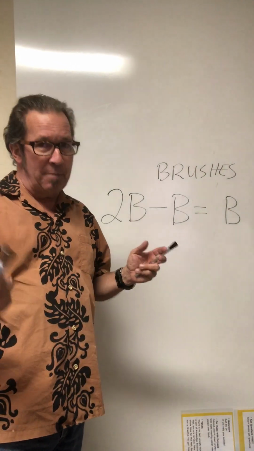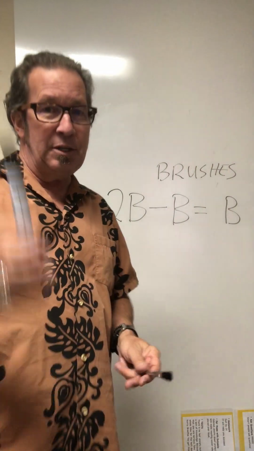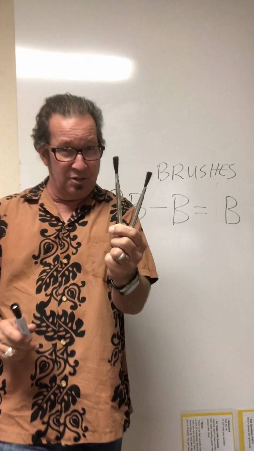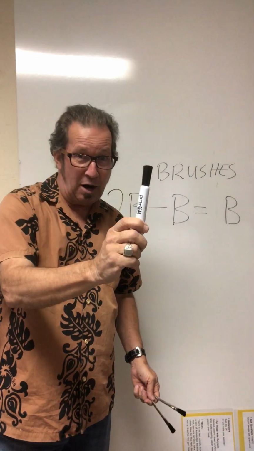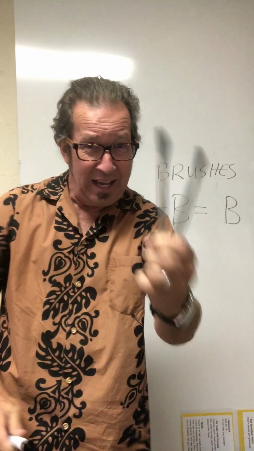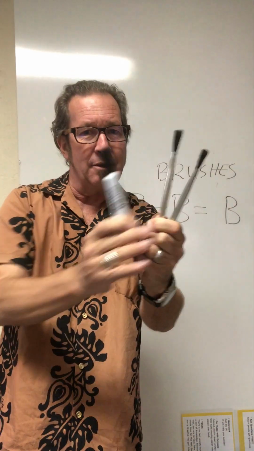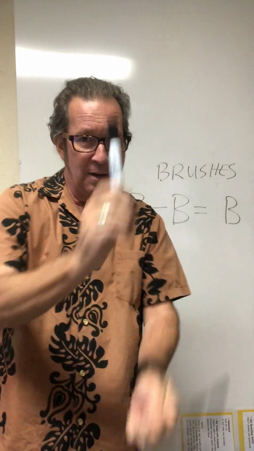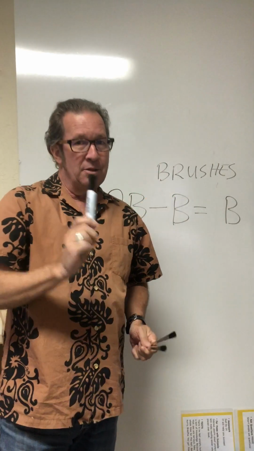And now, remember, if someone says you've got 2 brushes and you're going to add 1 marker, is this a brush? No. Is this a marker? No. Can't add them together. So we have 2 brushes plus 1 marker. Okay, so there you go.